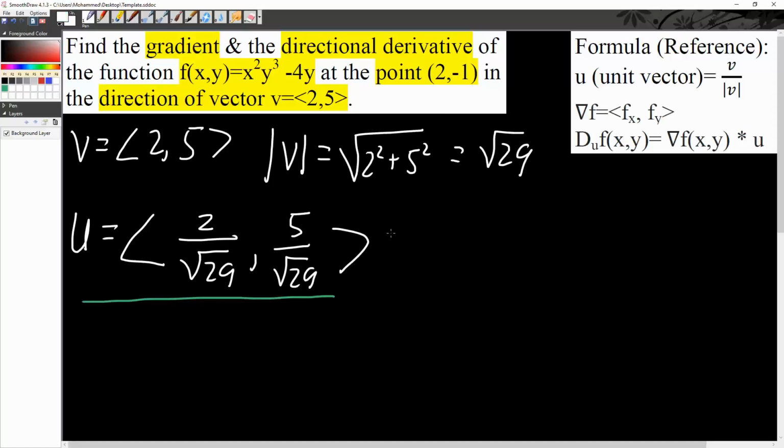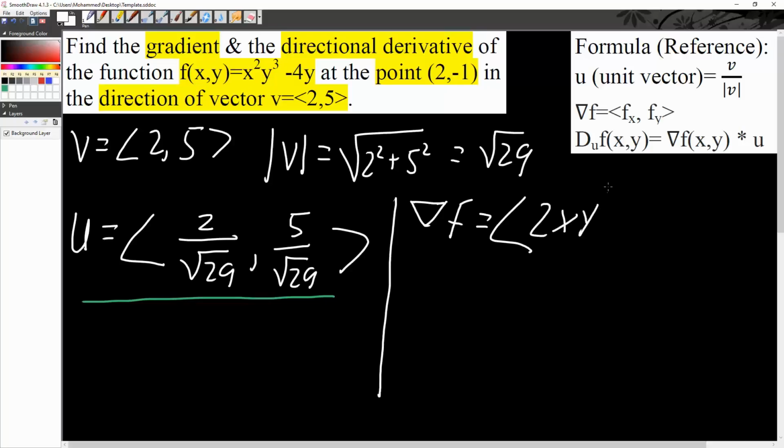And so the next thing we want to do is get the gradient. And so we will take the partial derivative in terms of x and y. So gradient f is equal to the partial derivative in terms of x and y. And so here we would get 2xy cubed. When we take the partial derivative, we're treating y cubed as a constant, so it remains the same. And since we're treating y as a constant, the 4y is just a random number, like say 10. So when we take the derivative in terms of x, this would become 0. So this is our fx value.